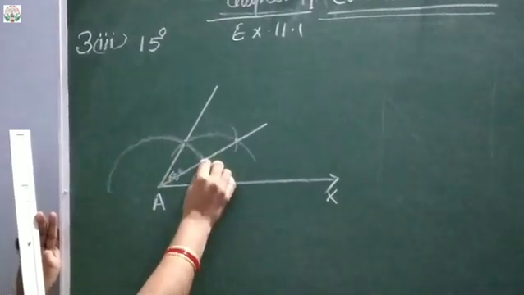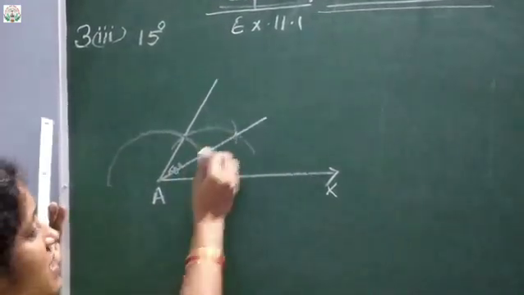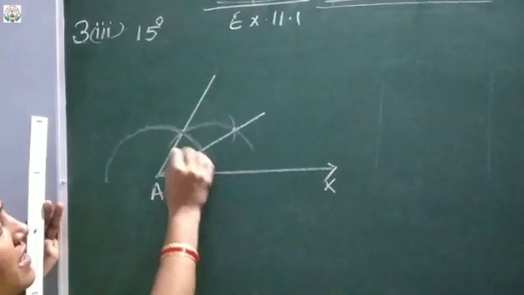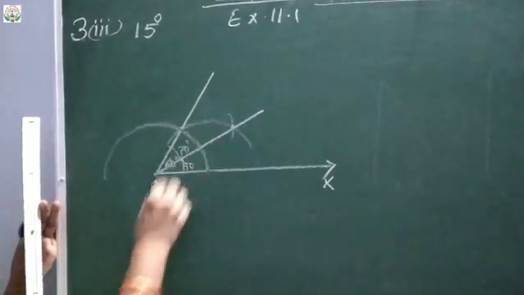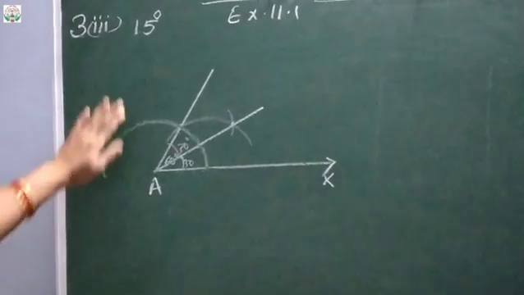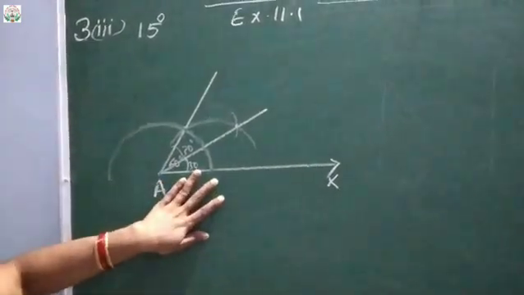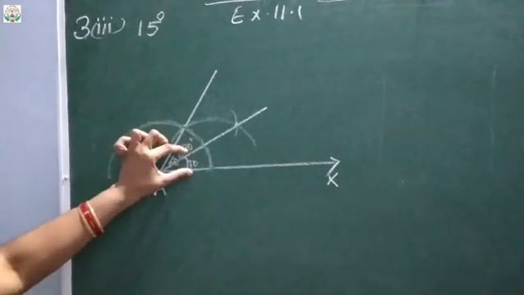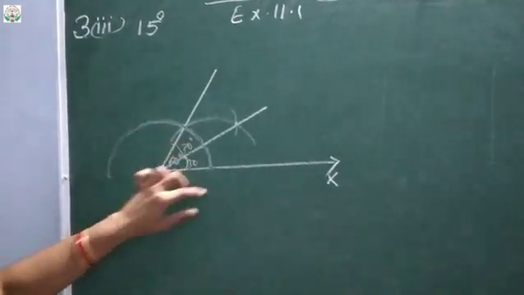This is the angle bisector of 60. So this will be 30 and this will be 30. That is why the whole will be 60. Now our aim is to find what? 15, which is half of 30. Now again we have to find the angle bisector of 30 degree.